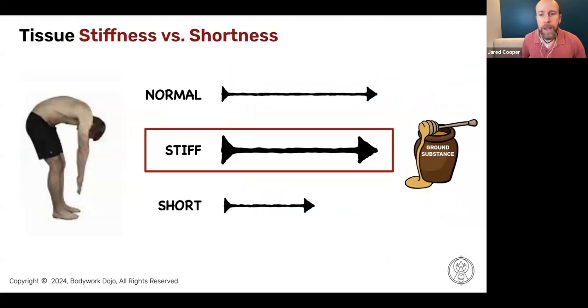That's the key. Then we talked about this idea of tissue either being stiff or short, and stiffness, stiff tissue, is really just thick honey.